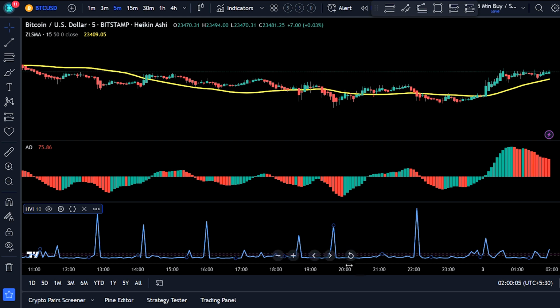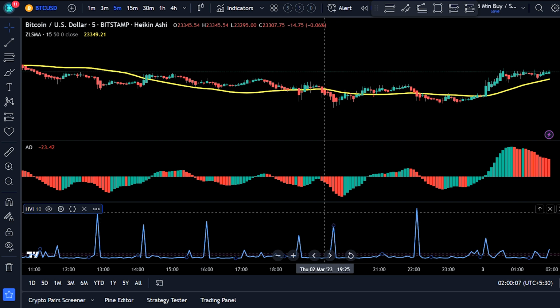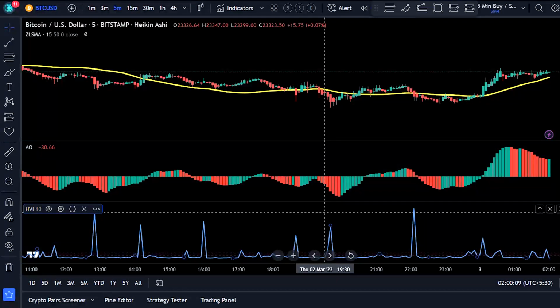So, yeah, definitely go ahead and backtest this strategy on different markets and different time frames as well.